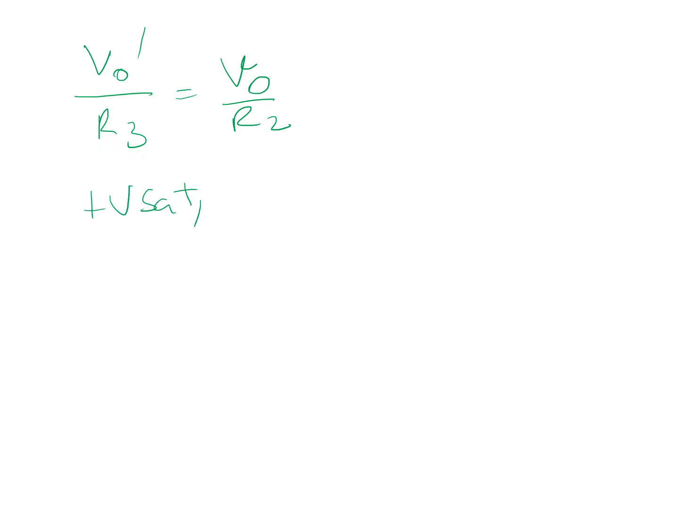We will try to obtain the output voltage ratios of the circuit. Let V naught dash be the output of the first operational amplifier. That divided by R3 is equal to V naught divided by R2. And V naught dash is equal to plus VSAT and V naught is equal to minus VSAT. Plus VSAT and minus VSAT are equal. Plus VRAMP and minus VRAMP are equal.